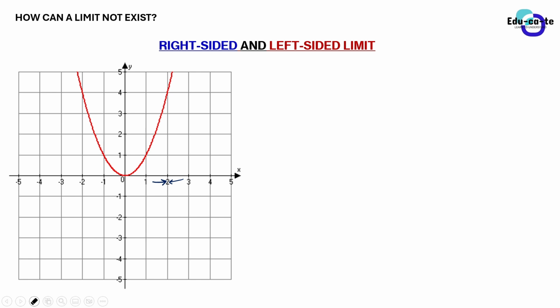Basically, we say that for a limit to exist, the limit as you approach a certain value from the left must be equal to the limit as you approach from the right. The right-sided limit will be the y value that you approach as you are coming from the right. The left-sided limit will be the y value that you approach as you are coming from the left.